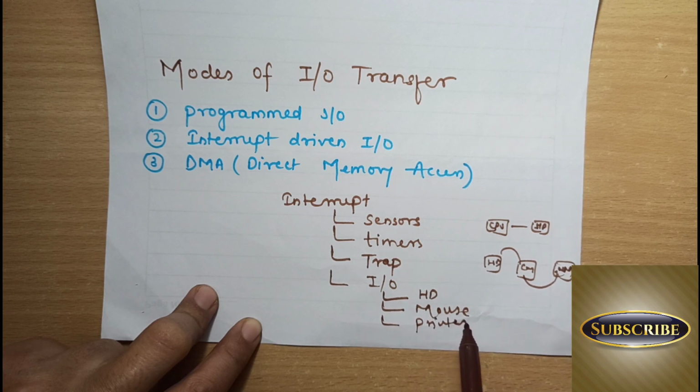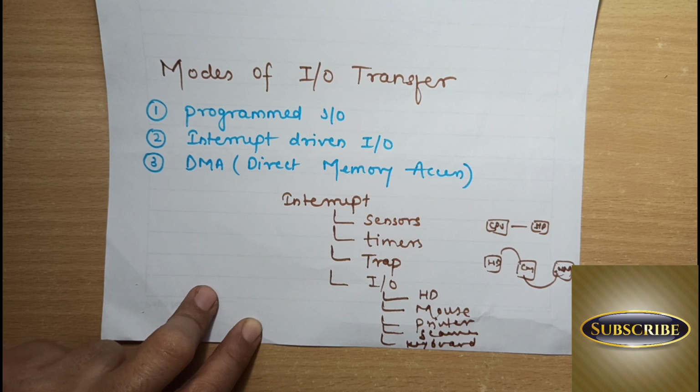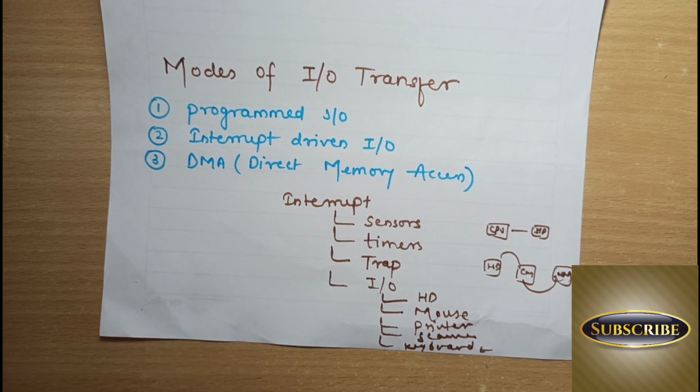Printer is also a block oriented device. And then scanner is again a block oriented device. Then keyboard is the lowest priority IO device because it is a stream oriented device. We don't transfer the data in a block way. Here we are giving character by character. That is a stream oriented device. So keyboard is a stream oriented device where the sequence of characters is transferred one by one.